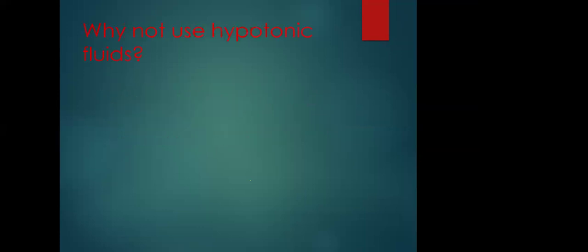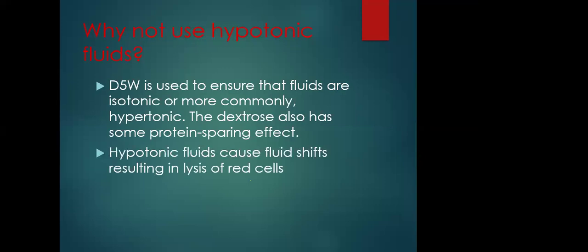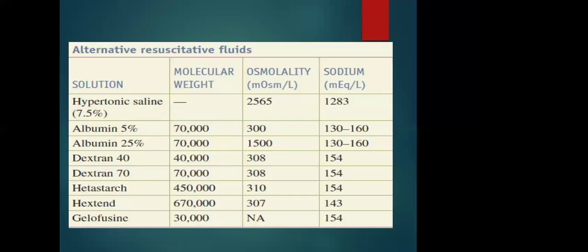joules. Now, an interesting part about the hypotonic fluids is why we don't really use them: this can go directly to the intracellular space, and then this can give you some troubles, which may include cell lysis and so forth. Hypotonic fluids cause fluid shift and can result in lysis of the red blood cells, like in this situation here.